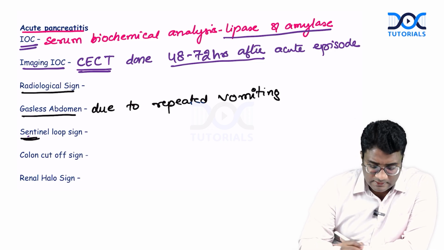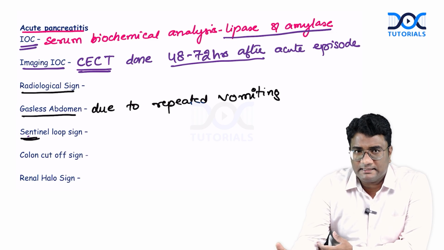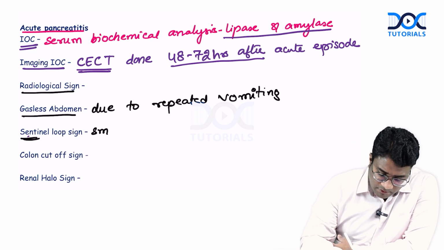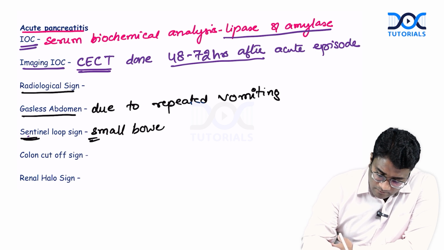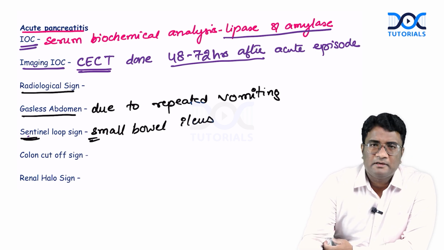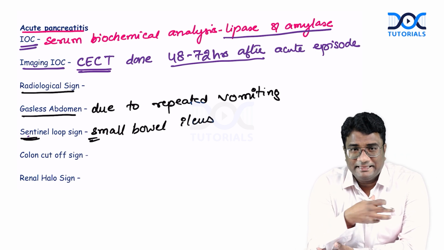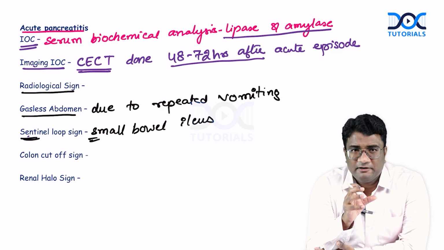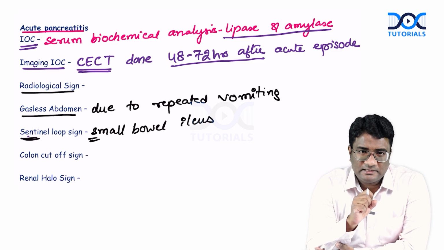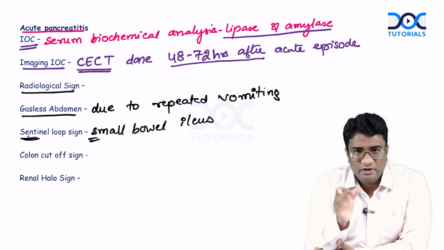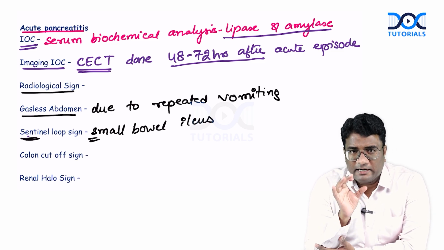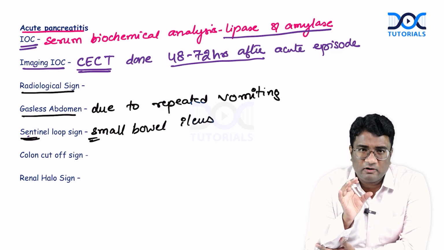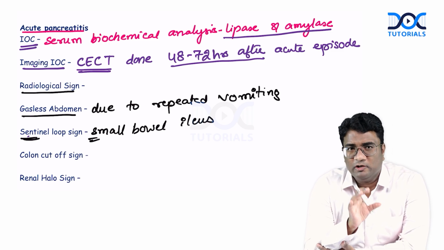Sentinel loop sign is a small bowel ileus that occurs adjacent to the area of inflammation. If there is pancreatitis in the epigastric region, there is inflammation happening there, so the adjacent small bowel loops will be in stasis and will not show peristalsis, because that would cause more pain to the patient. This lack of peristalsis of the adjacent small bowel loops in the region of the pancreas is called small bowel ileus, the sentinel loop sign.